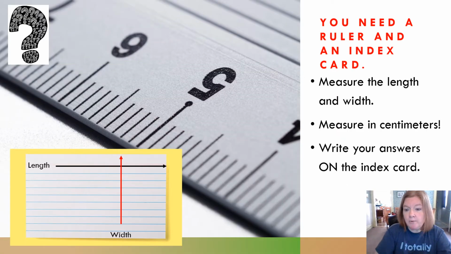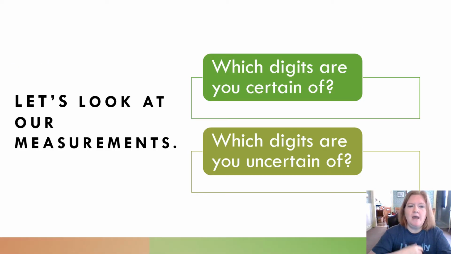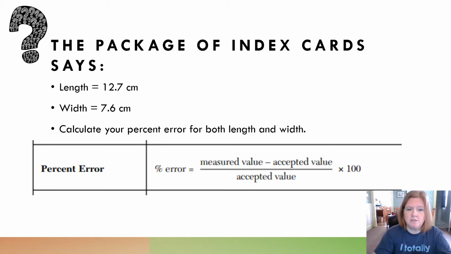All right, so here's how we're going to test this in class. We're going to need a ruler and an index card, and I have those supplies for you in class. You're going to measure the length and the width of your index card in centimeters, and you'll write the answers literally right on the index card. Now let's look at our measurements. Which digits are you certain of? Which digits are you uncertain of? The package of index cards says the length is 12.7 centimeters, the width is 7.6 centimeters.